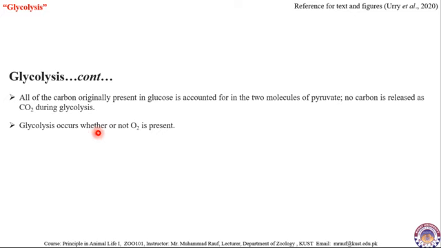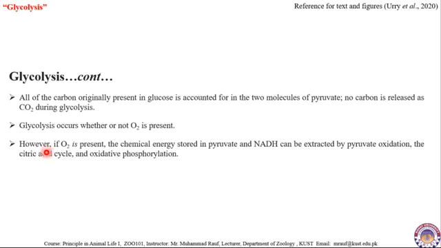Glycolysis occurs whether or not oxygen is present. So this process occurs both in the presence and in the absence of oxygen. Oxygen has no impact on this pathway. However, if oxygen is present, the chemical energy stored in pyruvate and NADH can be extracted by pyruvate oxidation, the citric acid cycle, and oxidative phosphorylation.